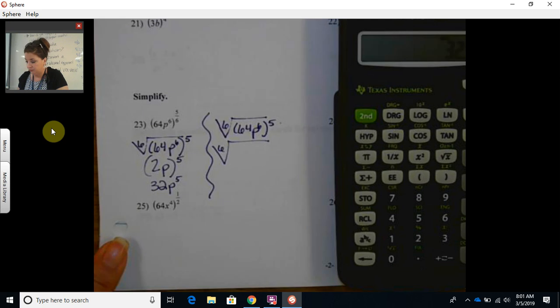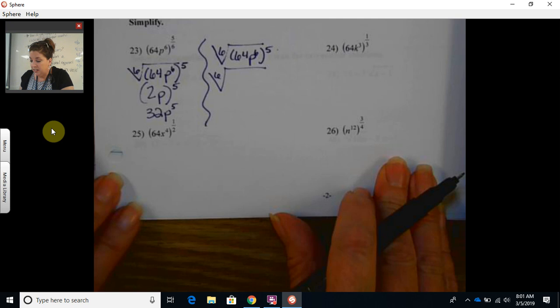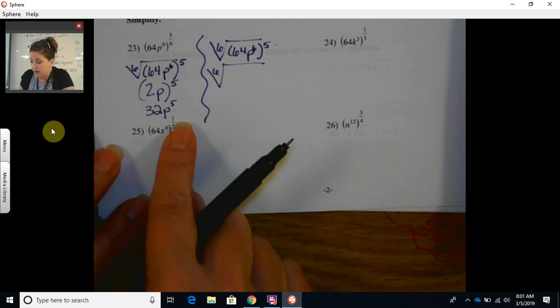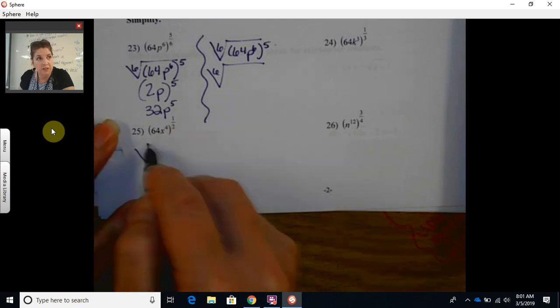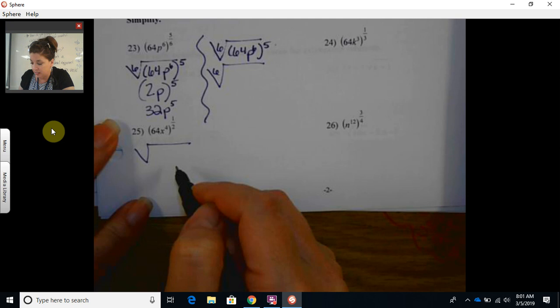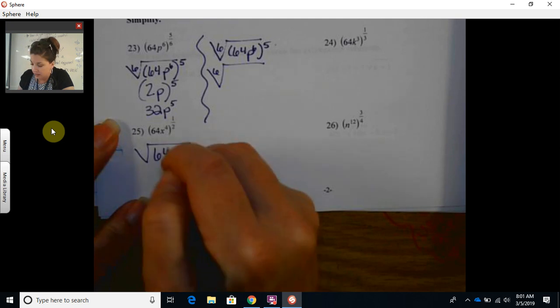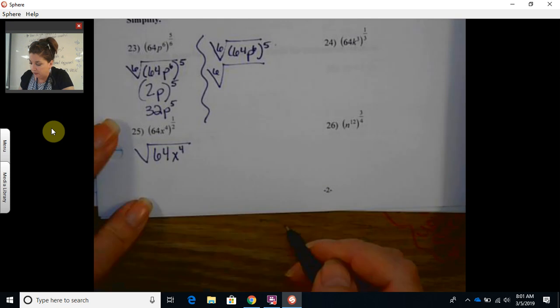All right. So like 25, if I turn that into a radical, when you raise something to the 1/2, doesn't that mean you take the square root of it? Right? The index is 2. You raise it to the 1st power. That's just square root. So that's the square root of 64, x to the 4th. What's the square root of 64? What's the square root of x to the 4th?